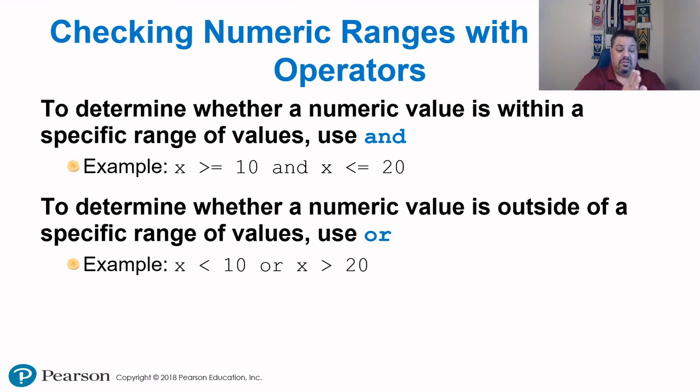On the other hand, if you're saying any number except 10 to 20, then you'd say any number less than 10 or greater than 20, because you can't have a number that's both less than 10 and greater than 20. That doesn't make sense. So there's your or.